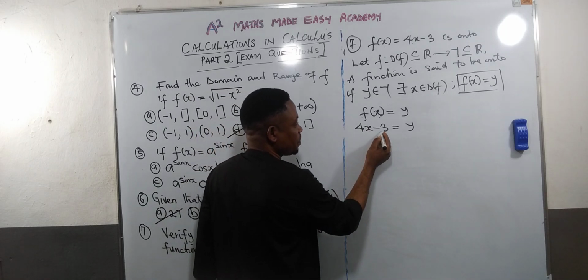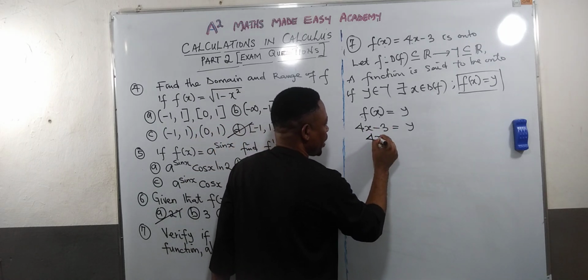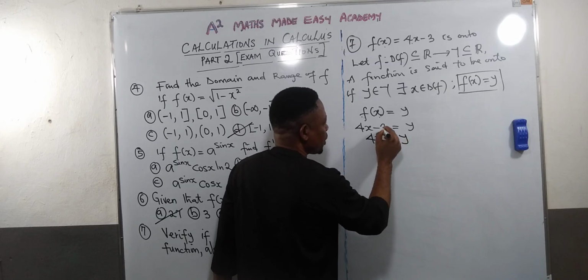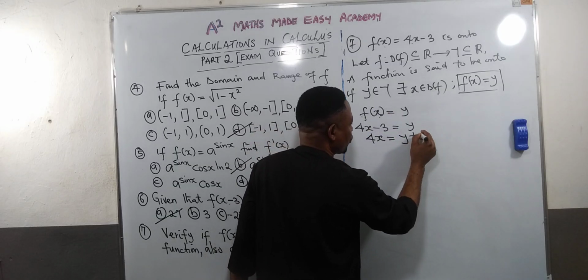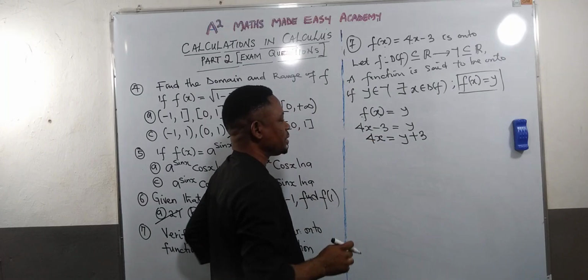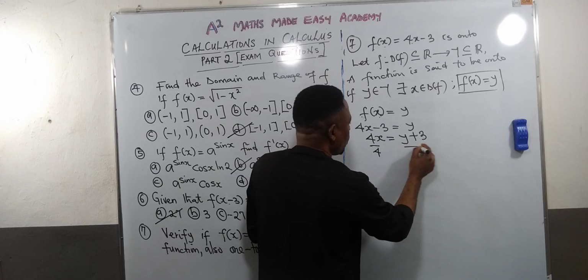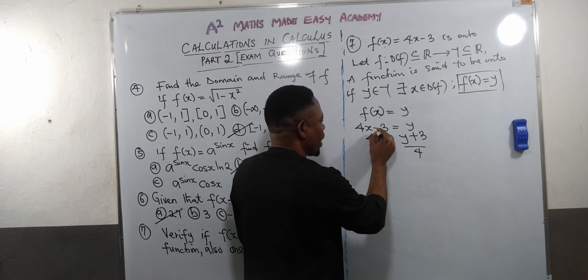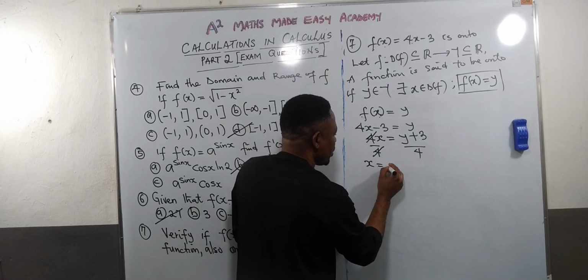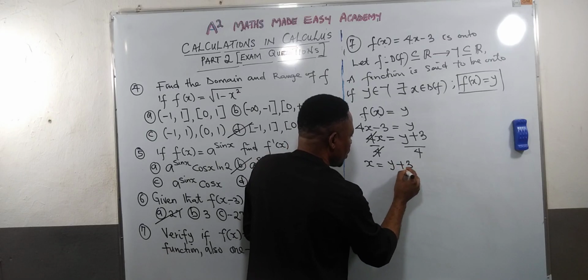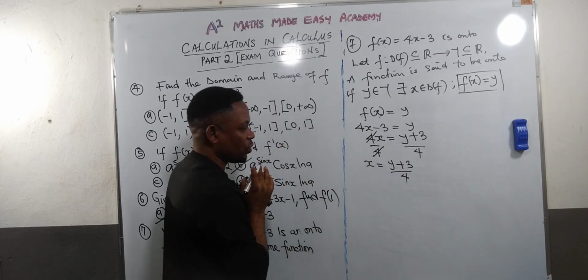Then I'll take out this minus 3 here. It will now remain 4x is equal to y. If minus 3 moves over, it becomes plus 3. My target is to make x the subject of the formula, so I will divide by 4, I will also divide by 4, and 4 will cancel 4. So x is now equal to y plus 3 all over 4. This is the value of x.